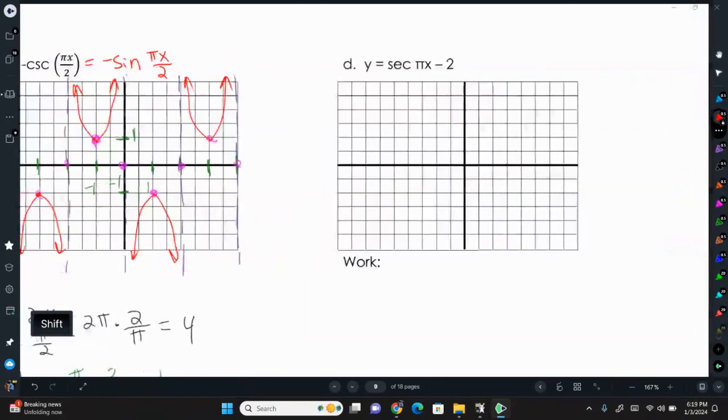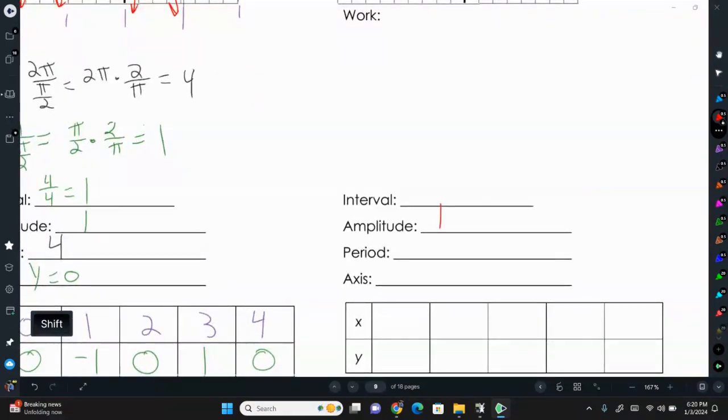All right, now letter D. Letter D has a shift down 2, because this is what you're taking the secant of. These are not together, or you would see parentheses like that. So we're going to be shifted down 2, and since this is secant, it's really going to be the cosine of pi x minus 2. So our amplitude is 1. Our midline, our axis, is y equals 2.